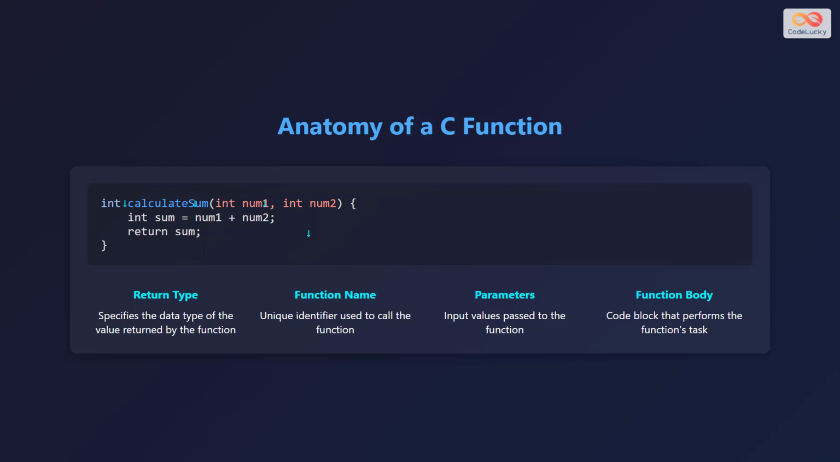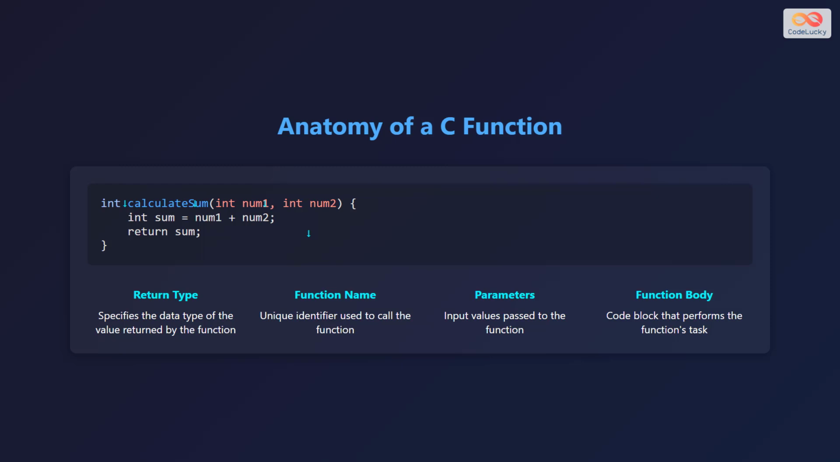Let's break down the anatomy of a C function. Understanding the different parts of a function is crucial for writing and using them effectively. Every C function has a return type, which specifies the type of data that the function will return. The function name is a unique identifier used to call the function from other parts of the program.